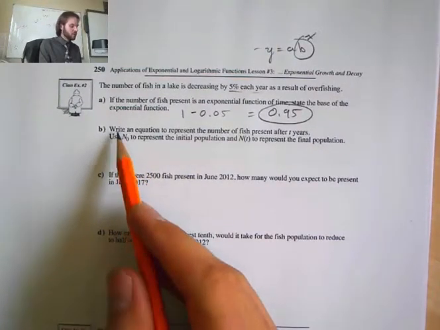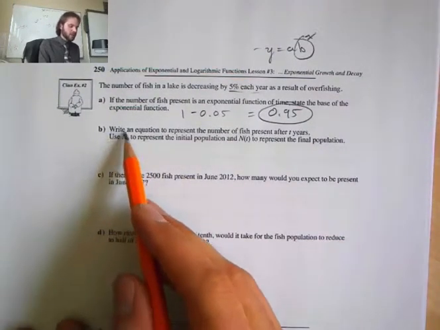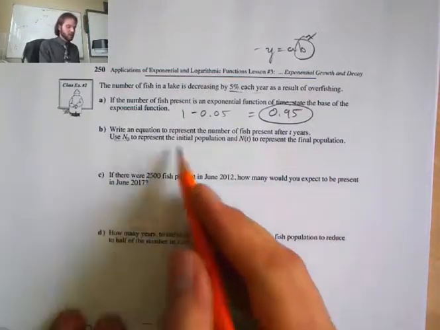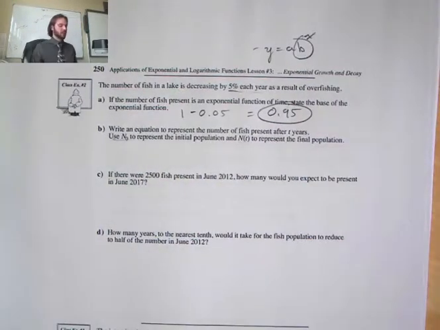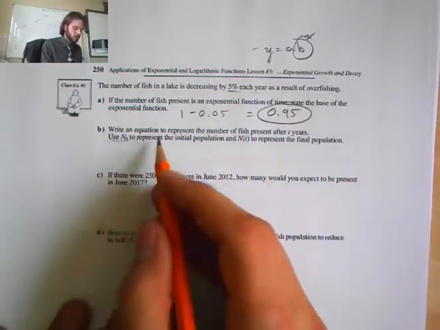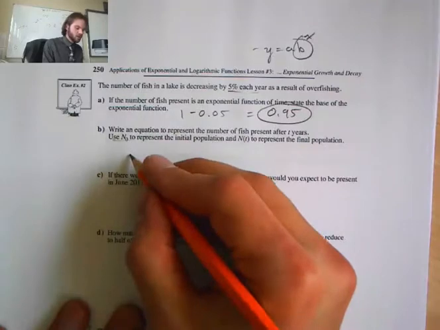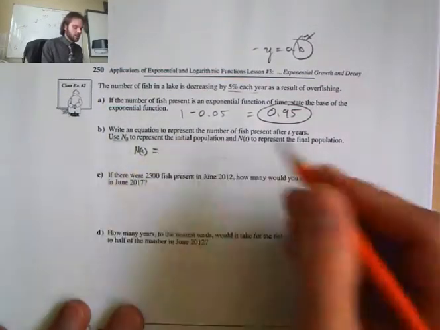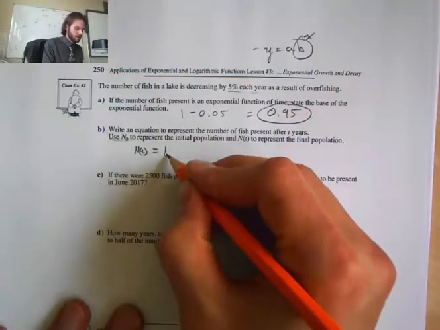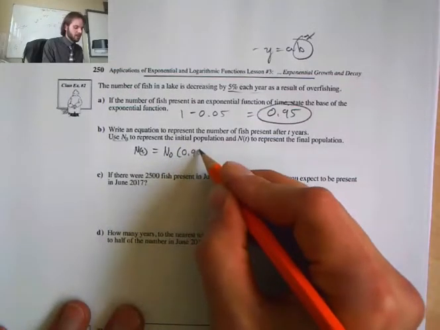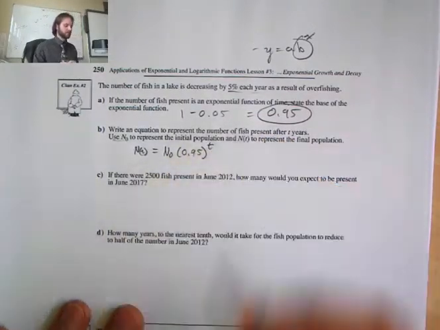Now, write an equation for the number of fish present after t years, okay? All right, we use N naught to replace the initial population and N_t to replace the final population. So we want to write an equation to represent the number of fish present after t years. So final population, we're going to use N_t. My initial population is N naught. It doesn't tell us. And we have 0.95 to the power of t. Okay?